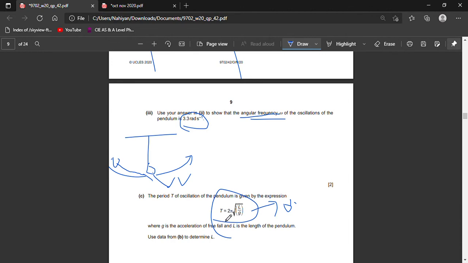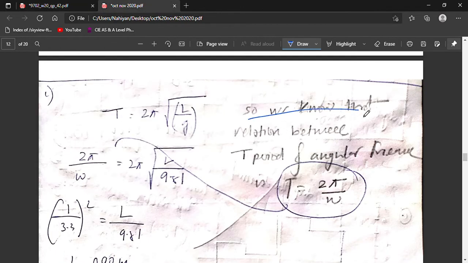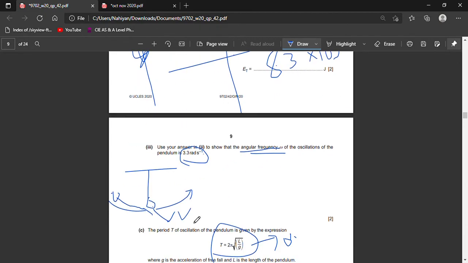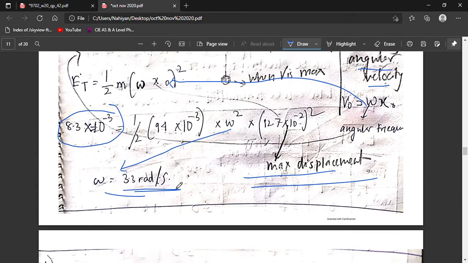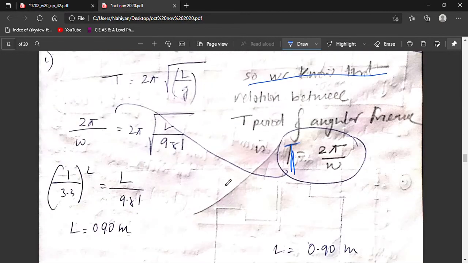I mean, then there will be two unknowns. But what we know is that T has another relationship. The time period T in terms of angular frequency is 2 pi divided by omega, and we have already found the angular frequency initially. It's 3.3 rad per second. So if you substitute, you'd get the time, right? So you could easily get the L by substituting all the values.